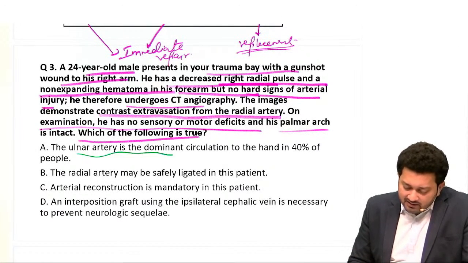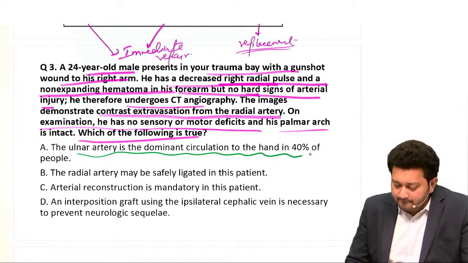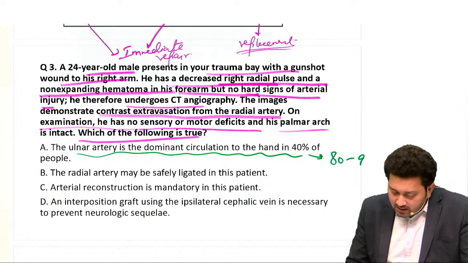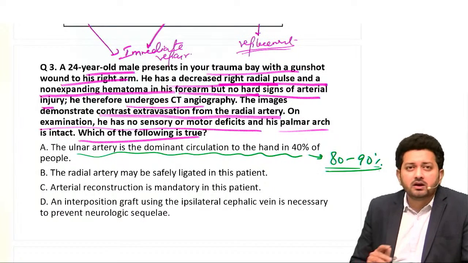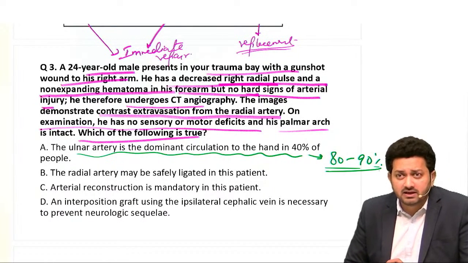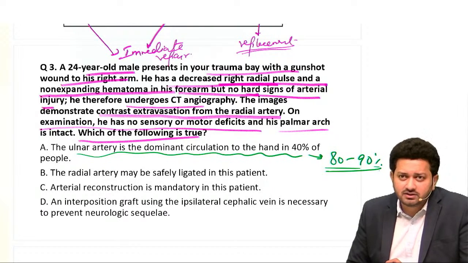The ulnar artery is the dominant circulation to the hand in 80 to 90% of people. Not 40%, 80 to 90%. Yes, you need to remember this classification. There are questions on this, Asmita.